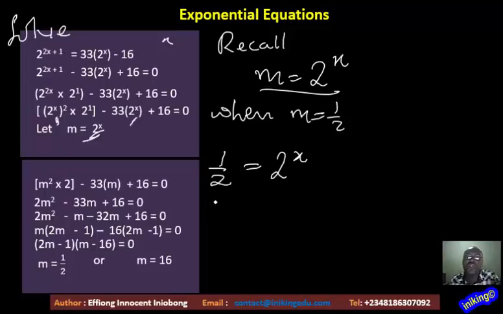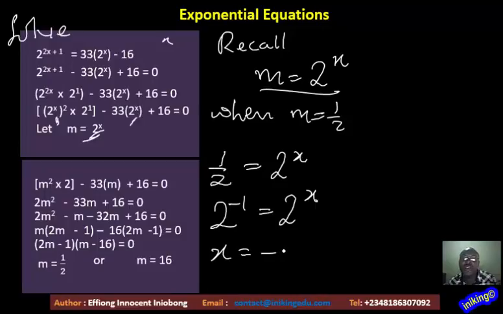From this expression, a simple exponential equation again. This can be expressed as 2 raised to the power minus 1 equals 2 raised to the power x. And that means our x is minus 1. That's it for that.